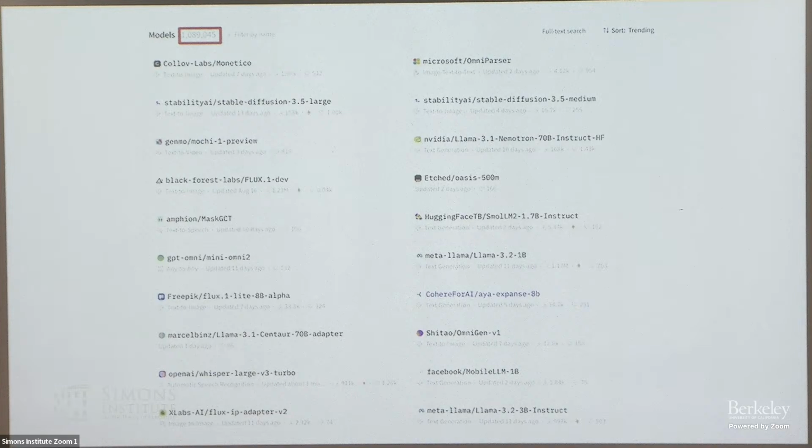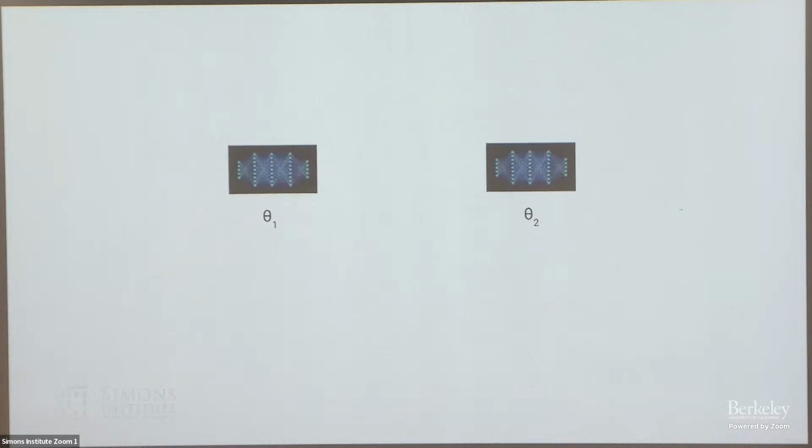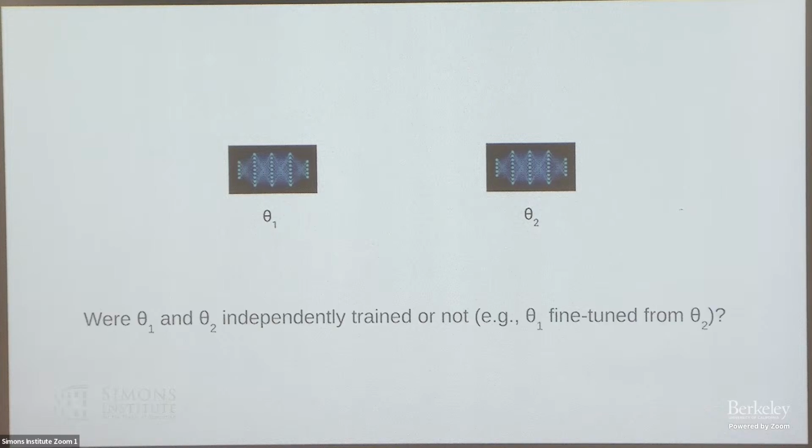And so the goal is to understand what is going on in this crazy open weight ecosystem. The concrete question is, if I give you two sets of parameters, theta 1 and theta 2, can you tell me whether these two were independently trained or not? And in the not case, there are many things that could happen. Theta 1 could be fine-tuned from theta 2, the reverse, or they could be fine-tuned from a third model. They could be all.